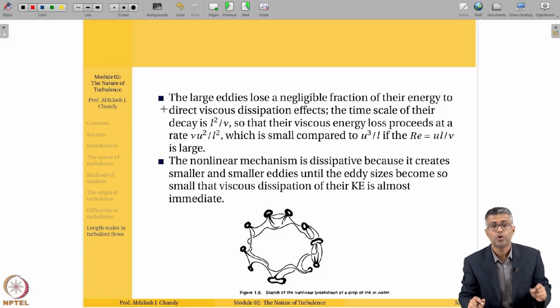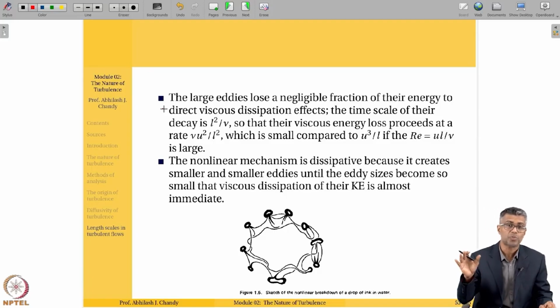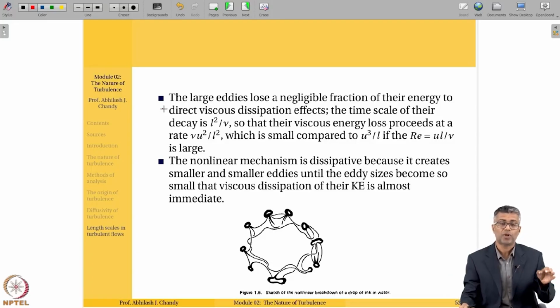The large eddies lose a negligible fraction of their energy to direct viscous dissipation effects. The viscous dissipation is only predominant at the small scales. It is not dominant at the large scales. So when the large eddies lose energy to viscous dissipation, it's negligible, almost not there.